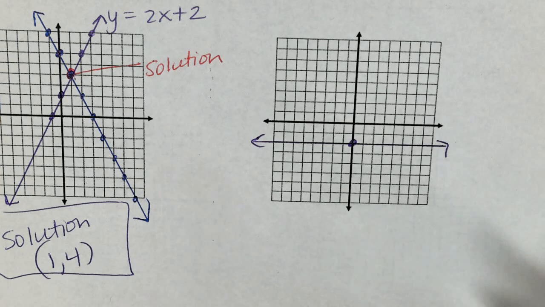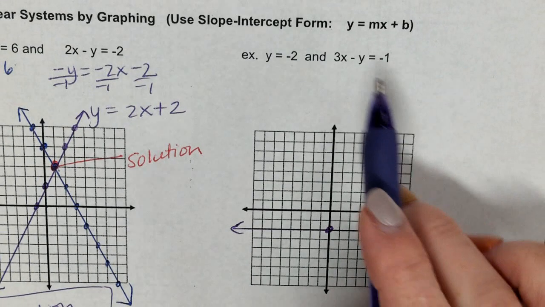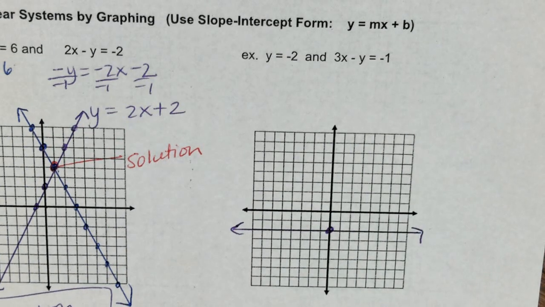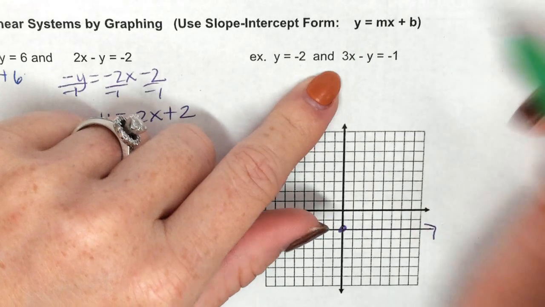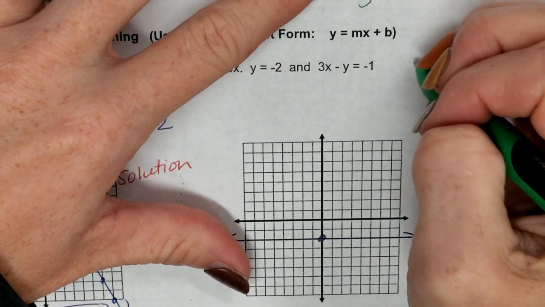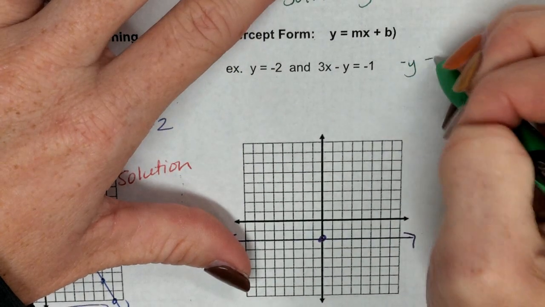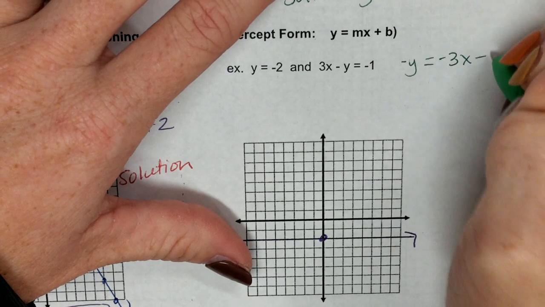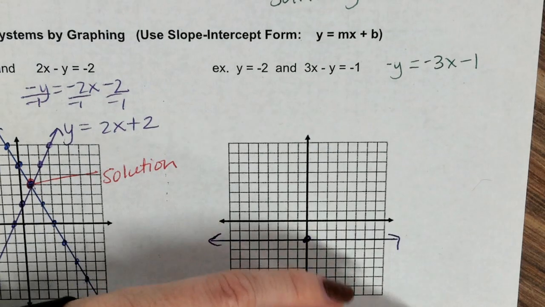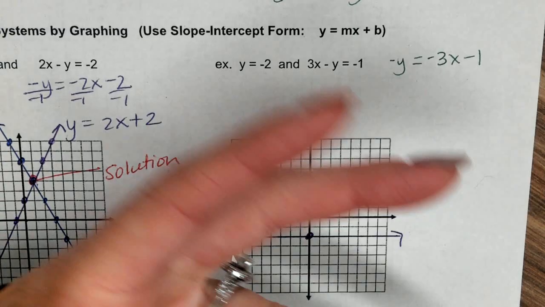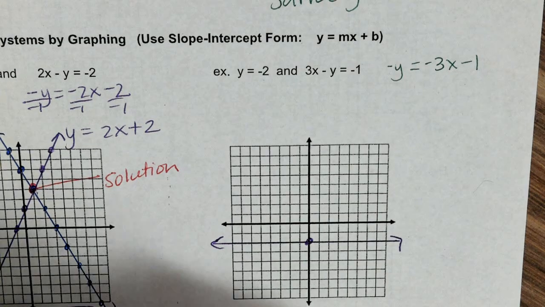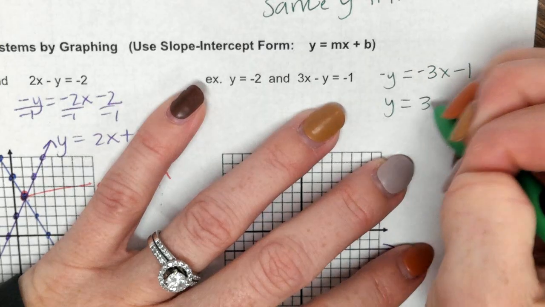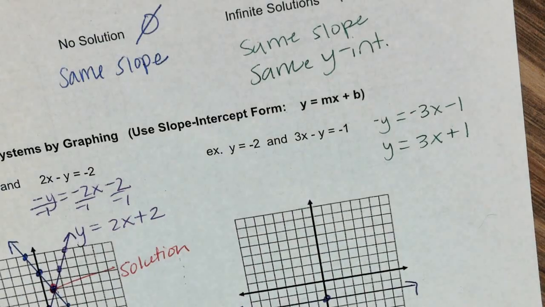Okay, so now I'm going to graph the next equation, but the first thing I'm going to have to do is rearrange it. So I'm going to get rid of the 3x by subtraction. I'm left with negative y equals negative 3x minus 1. You can't have a negative y, so you divide everything by negative 1, which makes everything opposite. So y equals 3x plus 1.